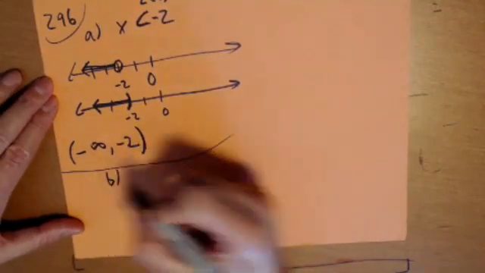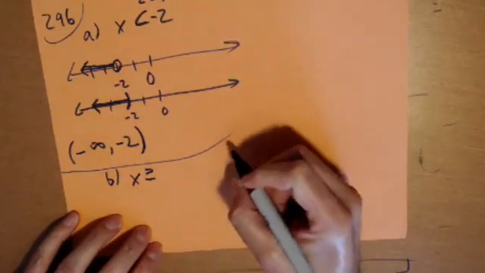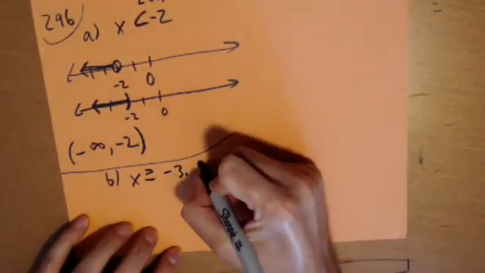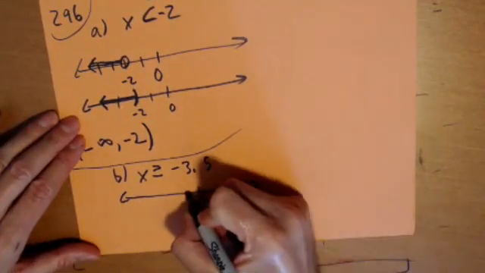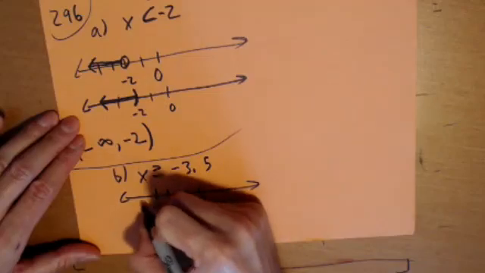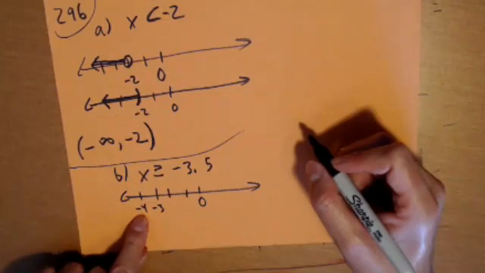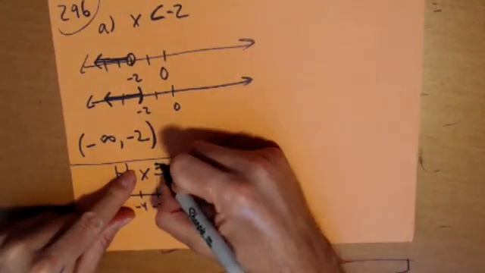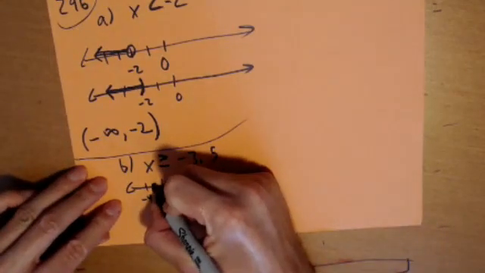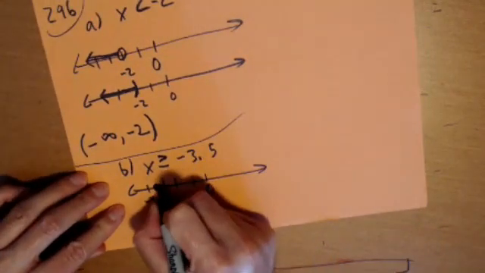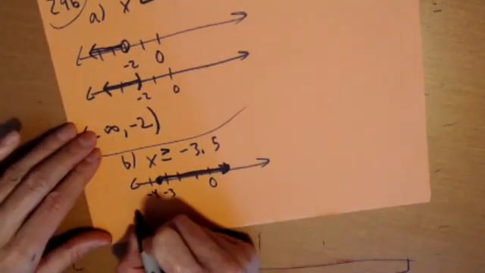Okay, part B, we have x is greater than or equal to negative 3.5. So you draw your little number line. I usually put 0 for the center. 1, 2, 3, negative. There's negative 4. So negative 3.5 is right between negative 3 and negative 4, and we want all values. See how this is pointing to the right? And it's greater than or equal to, so you put a solid dot, and you shade everything to the right, like so.